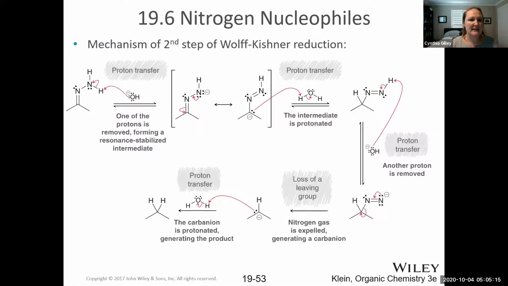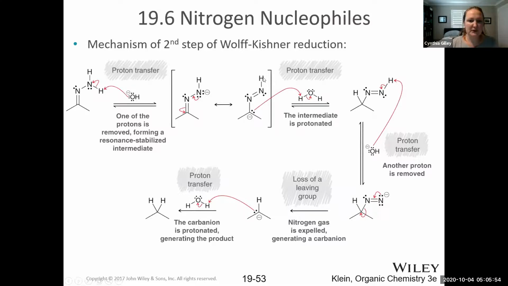Let's look at the mechanism of the Wolff-Kishner reduction, specifically the second step, right? The first step is entirely analogous to imine formation. The second step, again, is the step that has potassium hydroxide and water and heat being added to the reaction. So since we have hydroxide, we can deprotonate one of the hydrogens attached to the nitrogen. You can draw a resonance contributor using the allylic lone pair to show that the partial negative charge is delocalized on this nitrogen and also this carbon.